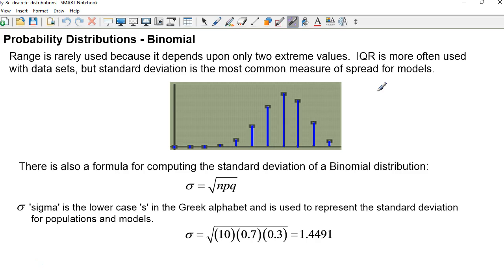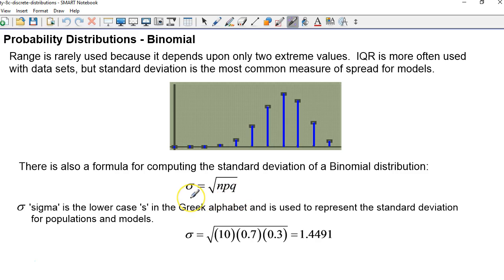And the IQR, the interquartile range, is used more often with data sets. But standard deviation is the one that's the most common measure that we use for models. So we're going to focus on that one here. And it turns out that there's a formula for computing the standard deviation of a binomial distribution as well.